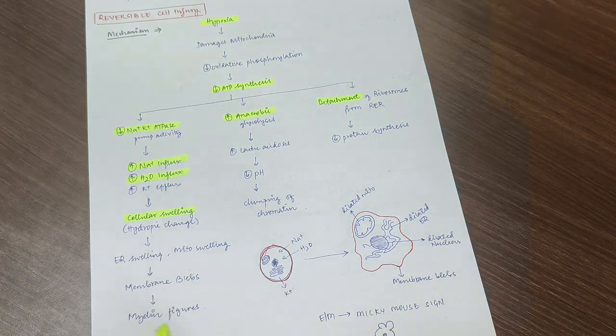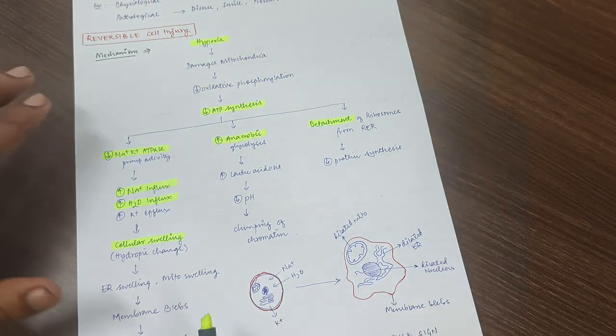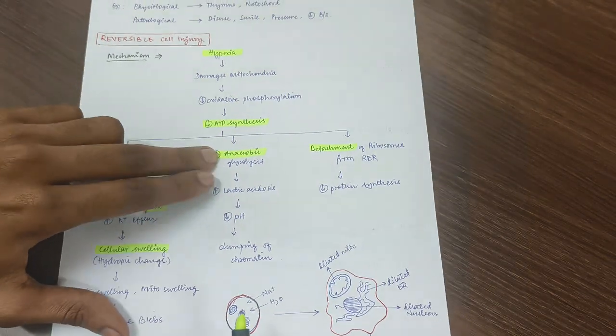The outer membrane is getting swelled. And last is myelin figures, which are seen in both cases of reversible and irreversible cell injury. It is seen in both. Okay. Next, after this, there is increased anaerobic glycolysis.